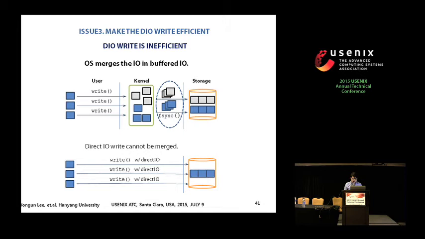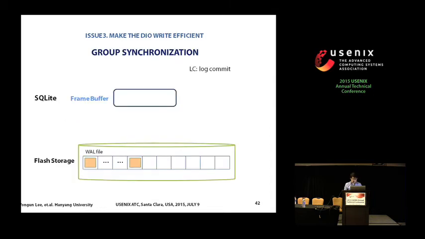The final issue we are going to address is making direct I/O writes more efficient and flash memory friendly. In buffered I/O, the OS aggregates the I/Os in its own way to flush them in large chunks to reduce the I/O bottleneck. Otherwise, in SQLite, the individual log commit operations are separately issued to the storage device. We developed group synchronization to reduce the synchronization overhead.